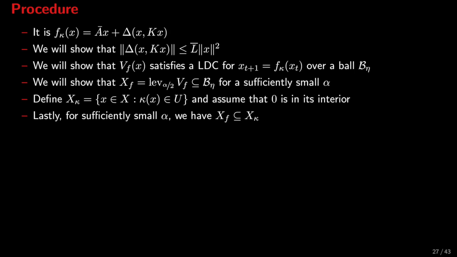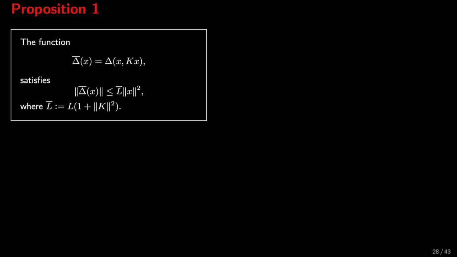We will do so now via a sequence of propositions. The first proposition goes as follows. We define the function delta bar of x, which is δ(x, Kx), and we can show that the norm of delta bar is less than or equal to L bar times the squared norm of x. L bar here is equal to L times (1 + the norm of K) squared. The proof is in the slides if you would like to have a look and study it.